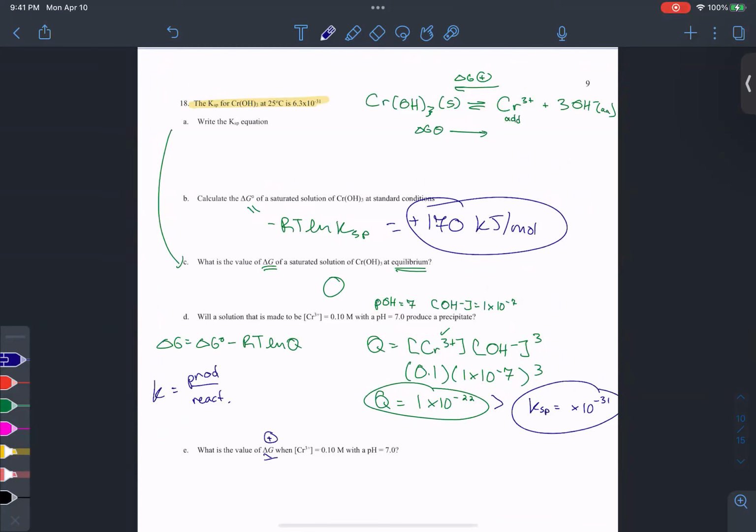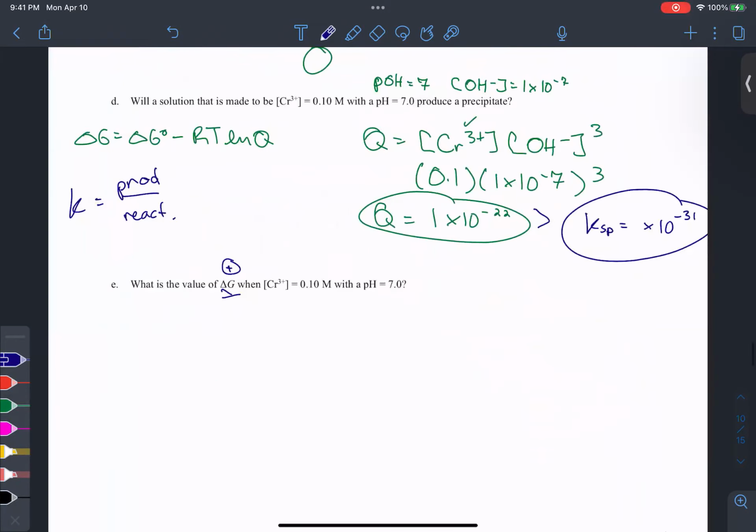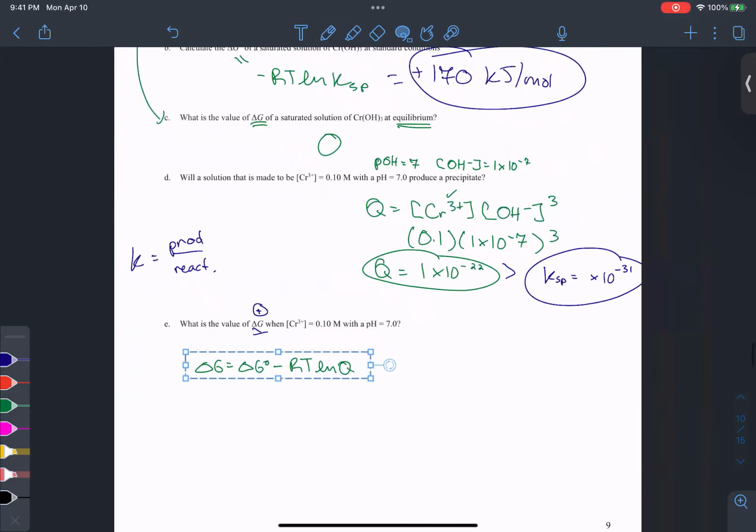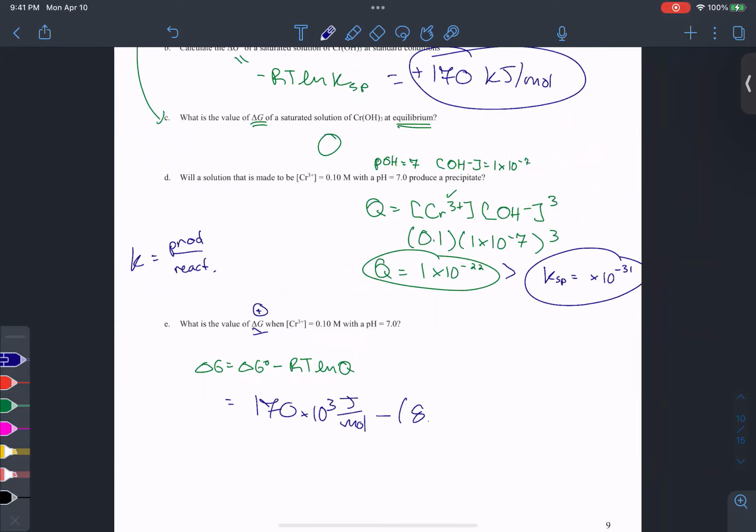I'm going to just predict that delta G is a positive number before we calculate it, but we're actually going to calculate it here also. All right, so let's plug in those numbers. We're using this equation, delta G equals delta G naught, which I just gave you, that we got from KSP. So 170 times 10 to the 3 joule per mole plus R, so 8.314, times temperature, so 298, times ln Q. We already got Q, it's 1 times 10 to the negative 22.